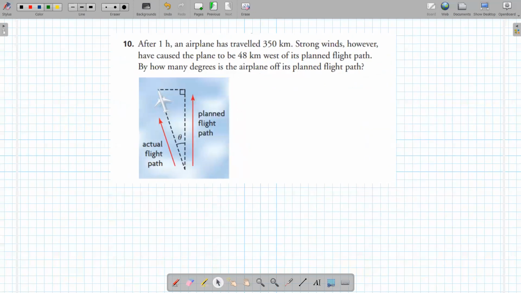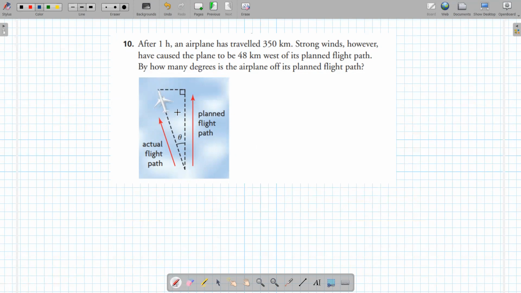All right, so we have a plane that's supposed to go straight up, but then I guess there's some wind or something that's pushing it to the left, towards the west direction. The question is, what is this angle, right? I think that's what the question is asking us. How many degrees? We're looking for theta.